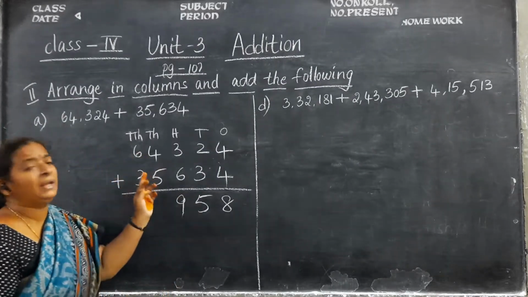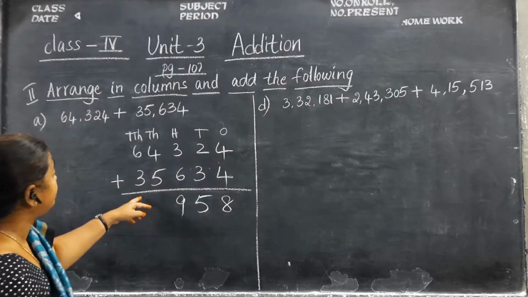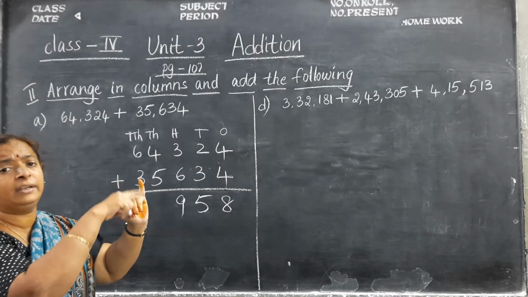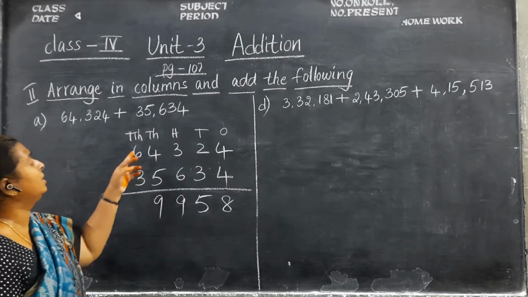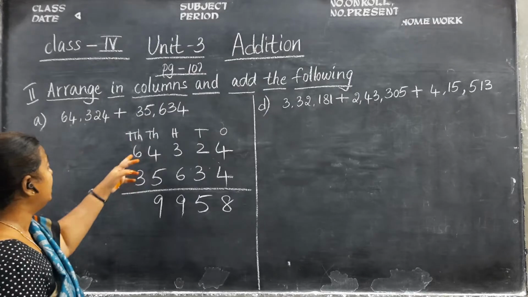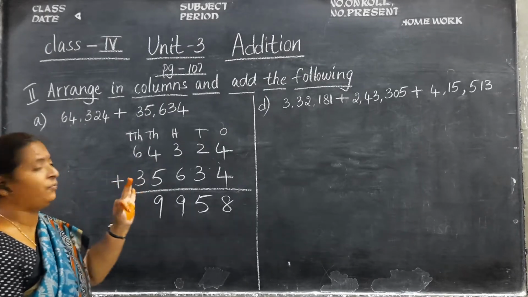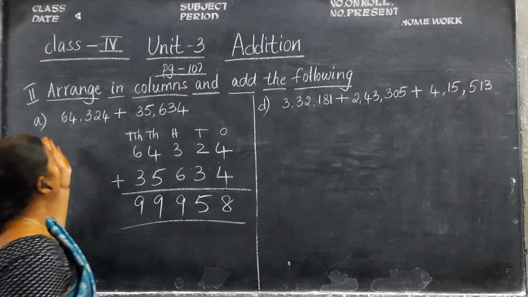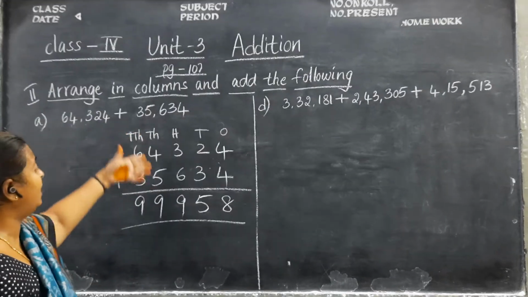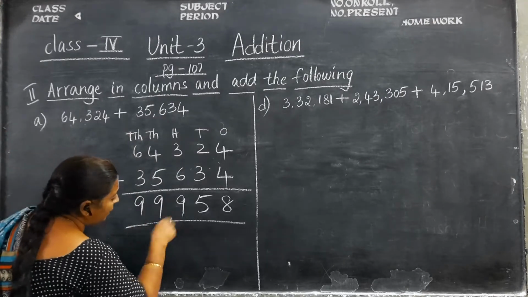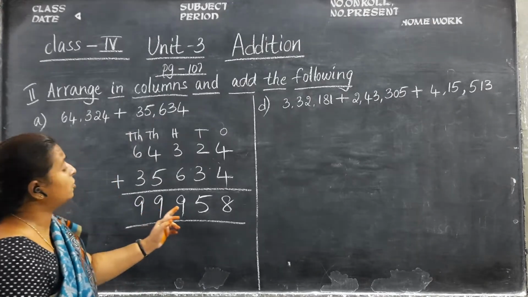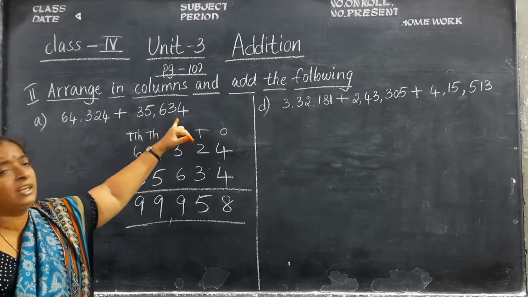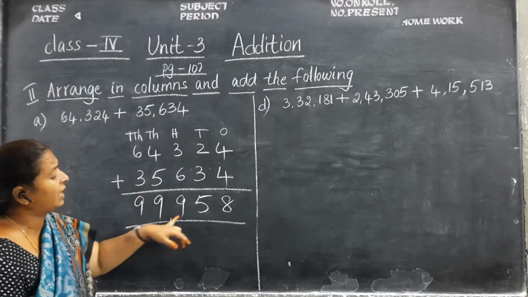Then next, 4 plus 5, thousands column. 4 put in your mind, take 5 fingers. After 4, 5, 6, 7, 8, 9. Then the 10,000s column: 6 plus 3. 6 put in your mind, take 3 fingers. After 6, 7, 8, 9. They give the problem like this; we should arrange them and add. What is the result? 99,958. 64,324 plus 35,634, we get the answer 99,958.